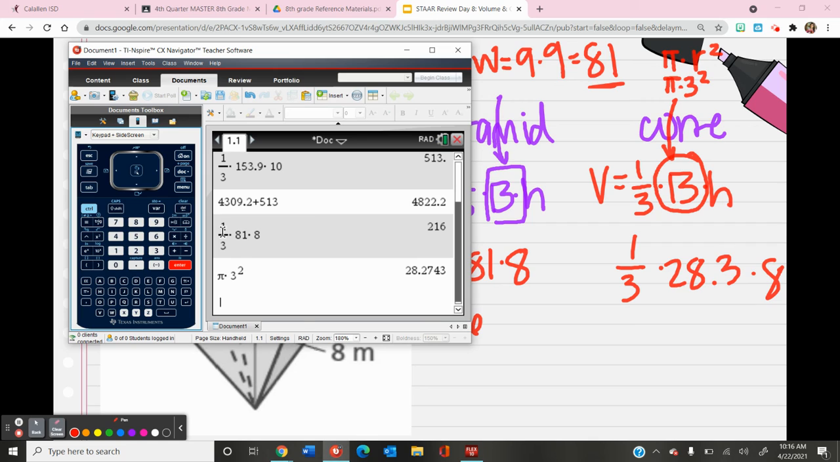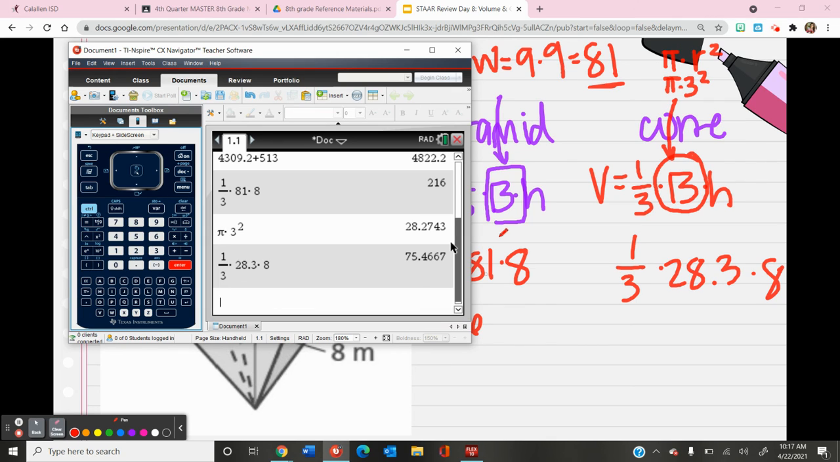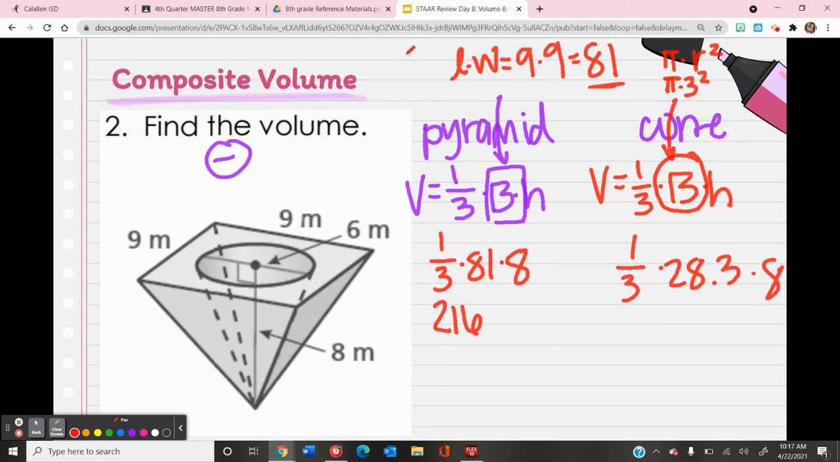So now let's go ahead and plug that in. I'm going to take control divide, 1 on top, 3 on the bottom. I'm multiplying this by the area of my base, which is 28.3, and I'm multiplying that by the height of the cone, which was 8. And there I get that the volume is going to be 75.4667. We're going to round that to 75.47. So I found the volume of the cone.